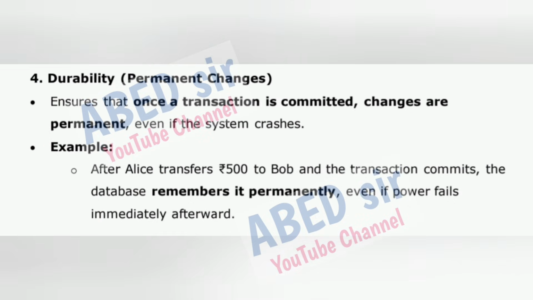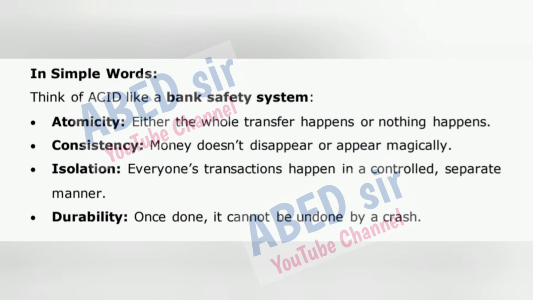4. Durability, permanent changes. Ensures that once a transaction is committed, changes are permanent, even if the system crashes. Example: after Alice transfers 500 rupees to Bob and the transaction commits, the database remembers it permanently, even if power fails immediately afterward. In simple words, think of ACID like a bank safety system.